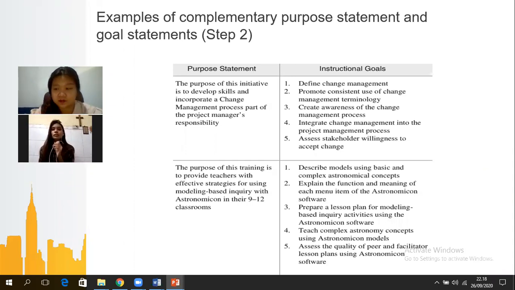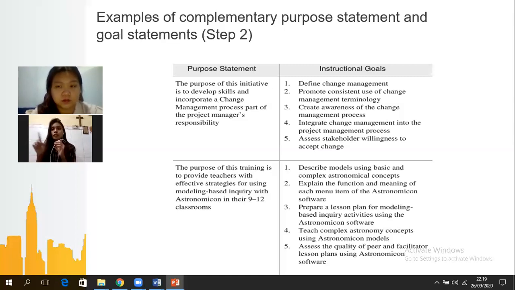So this is just an example of complementary purpose statements and goal statements. For example, for the purpose statement, you write: the purpose of this initiative is to develop skills and incorporate a change management process as part of the project manager's responsibility. And then you write the instructional goals for this statement, so they have to be connected to each other.